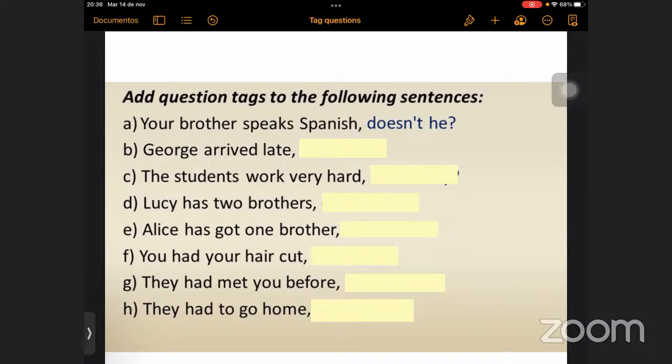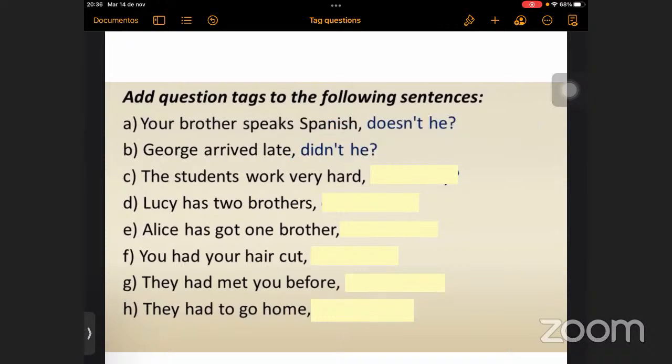Letter B. George arrived late. Starting from a positive sentence, the question ends in negative. George arrived late. Didn't he?